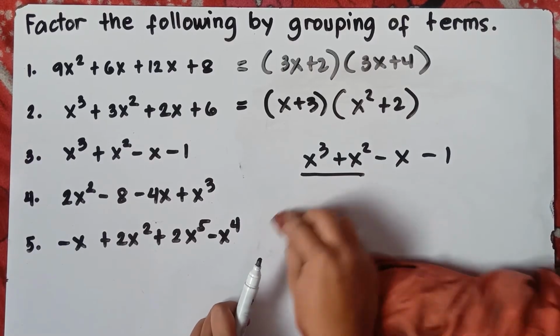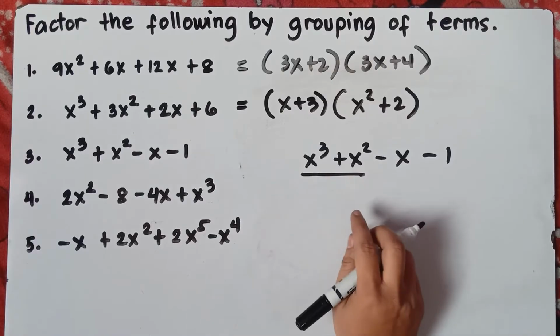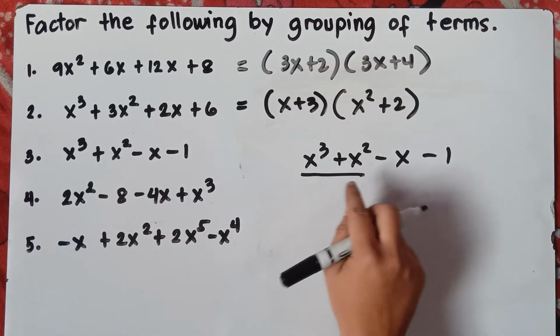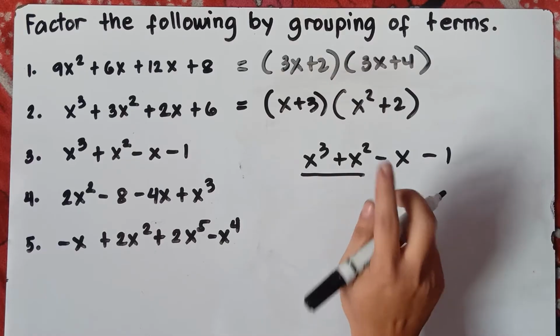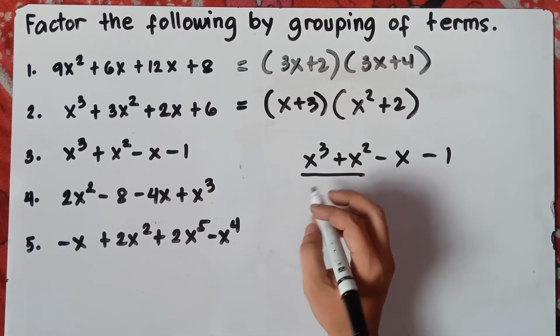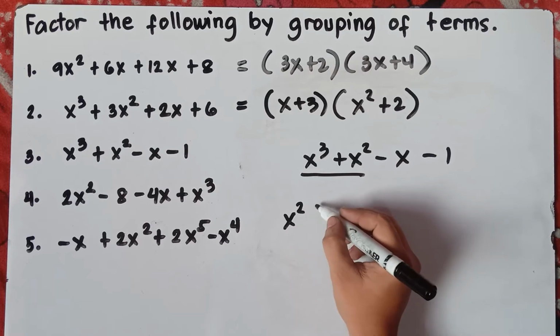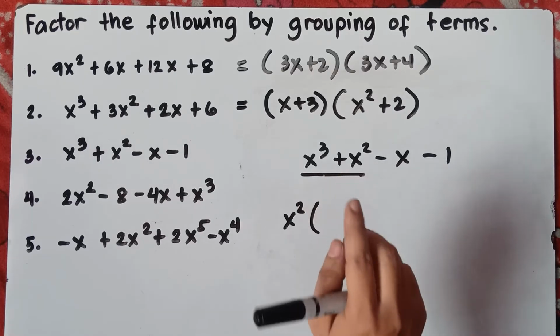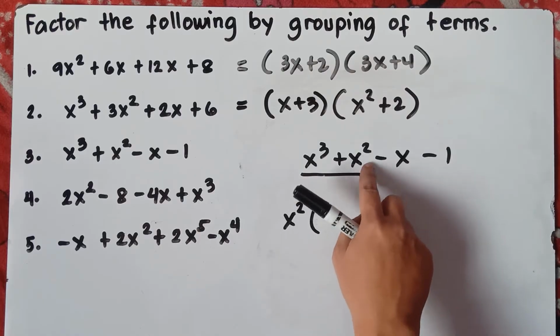So we need to factor the variables. What would be the factor, class? The GCF of the variables. So once again, we select the variable with the least exponent. So that would be x squared. Then you put parentheses, then you divide, class. Okay, once again, for the variable, just select the variable with the least exponent. So that would be x squared.